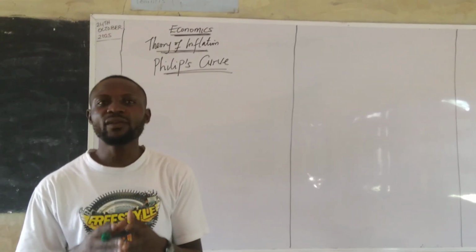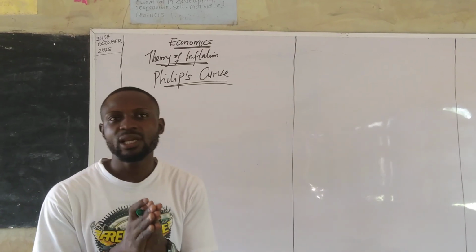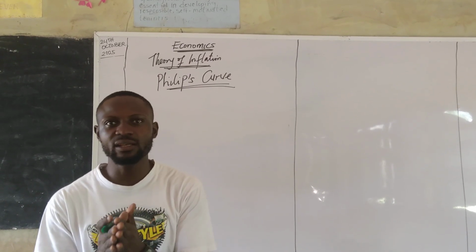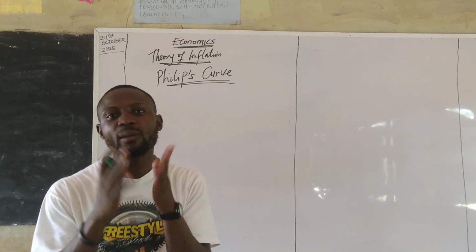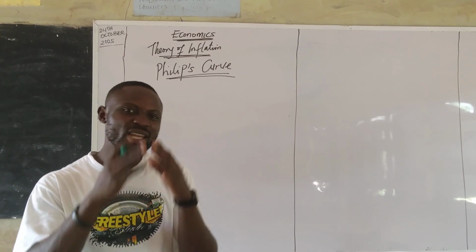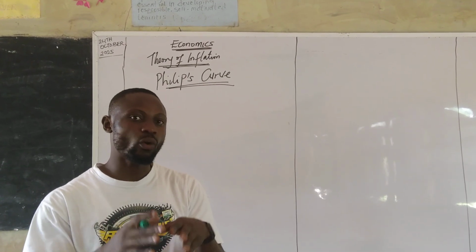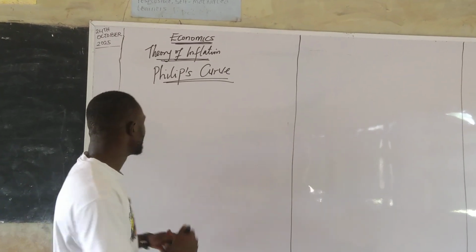Okay, the Phillips Curve was invented by Albert Williams Phillips in the 1960s and 70s, and he defined the Phillips Curve as a stable and inverse relationship between inflation and unemployment. Okay, this is what the Phillips Curve is all about, and he drew the curve like this.